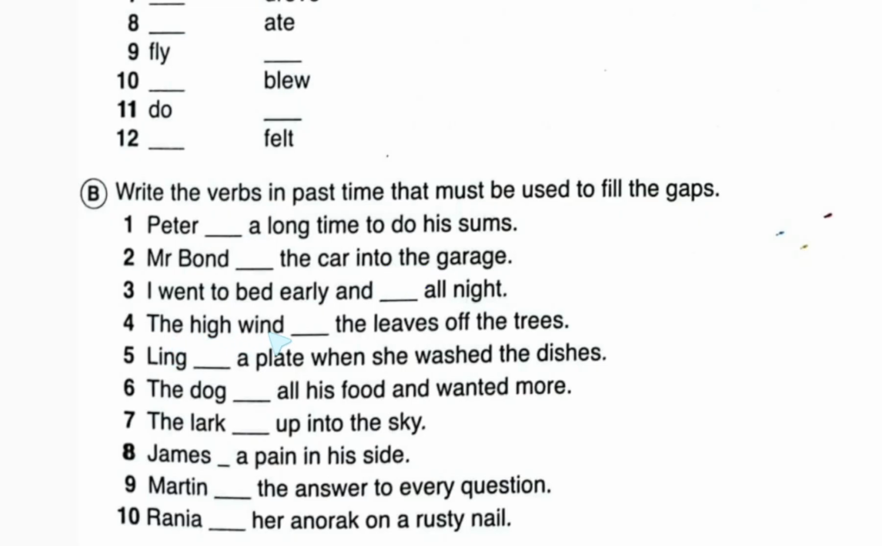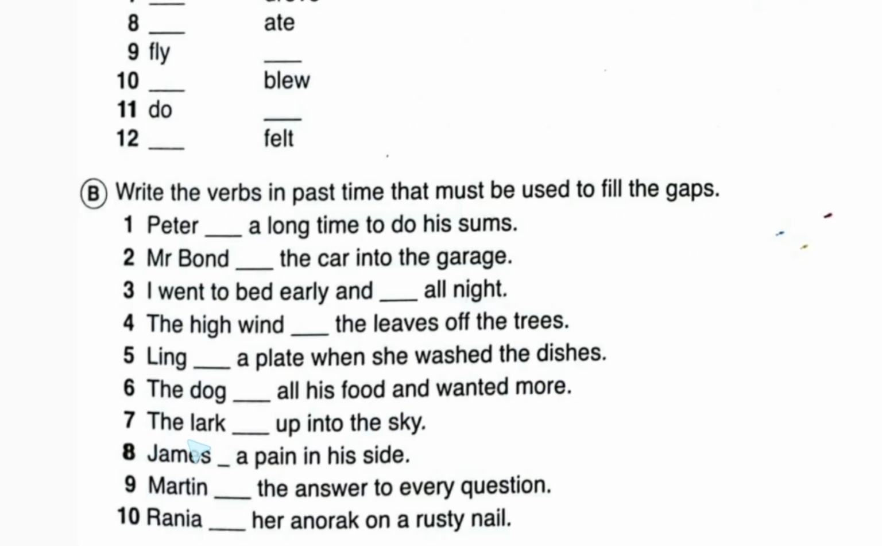Number 4, the high wind blew the leaves of the trees. Number 5, Link dash a plate when she washed the dishes. So it will be Link broke a plate when she washed the dishes. Number 6, the dog dash all his food and wanted more. It will be the dog ate all his food and wanted more.